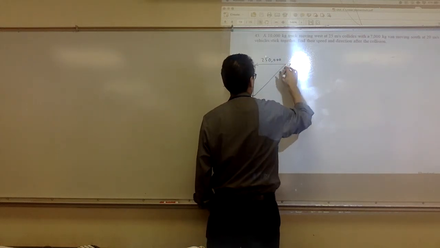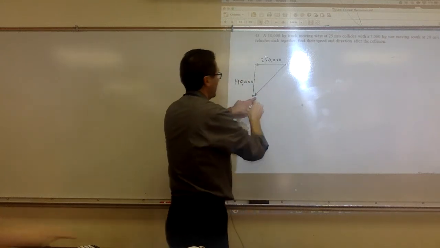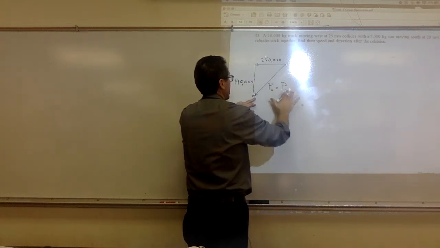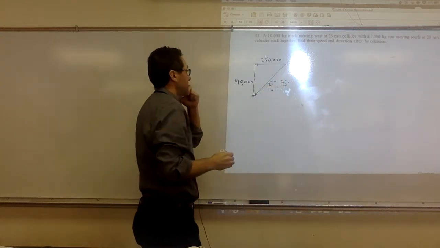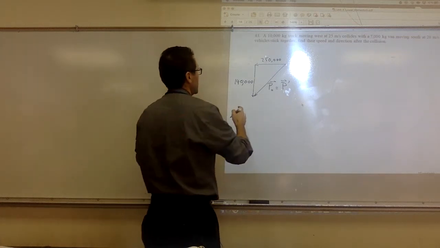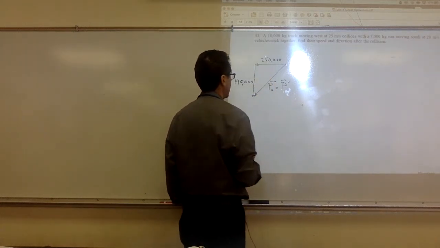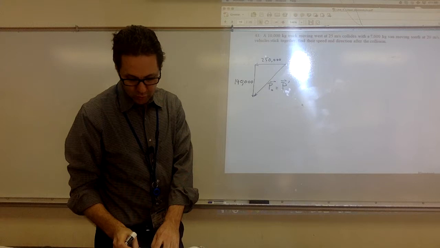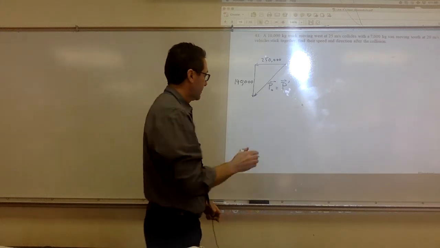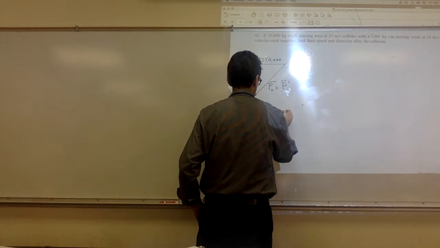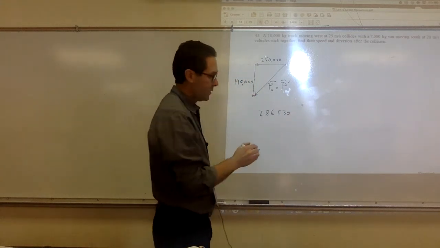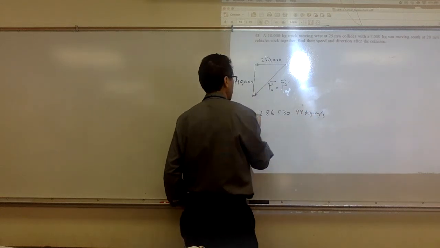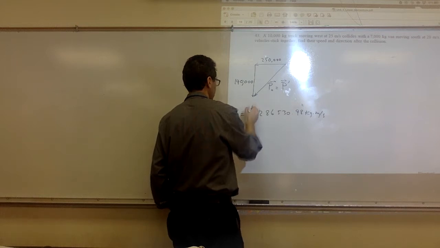So now we go into easy stuff. The initial momentum is equal to the final momentum. So if I can find the initial momentum, I pretty much have the final momentum. If you do a Pythagorean theorem here, you can figure out the momentum. So that's going to be 286,530.98 kilogram meters per second. And that's the initial momentum. That's also the final momentum.